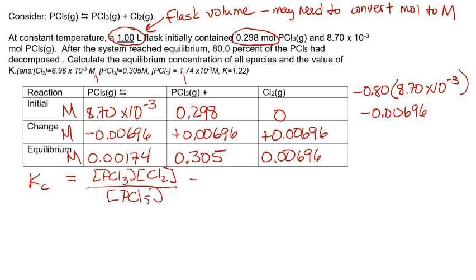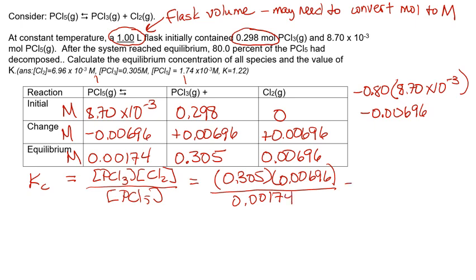And we plug in our values. So we have 0.305 times 0.00696, and then we divide through by 0.00174. When we do that, we get a value for K of 1.22.